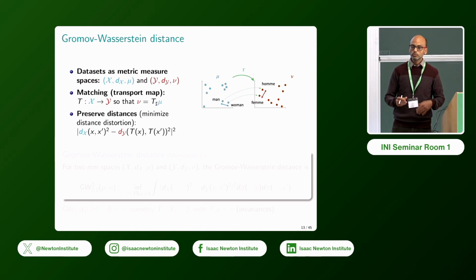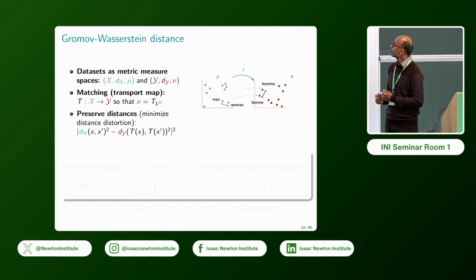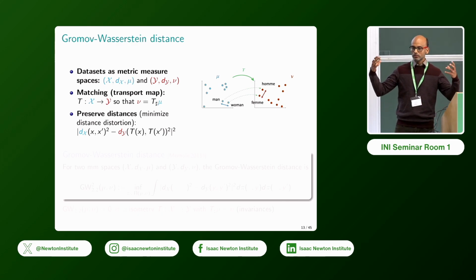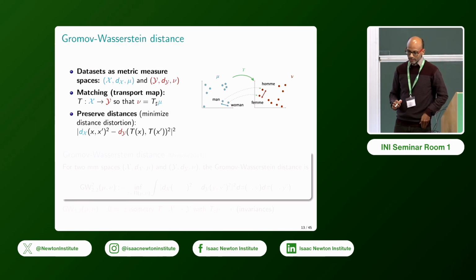Here the setting is we are going to treat the data sets as metric measure spaces. Which means I have two spaces X and Y, and each of them is endowed with metrics dX and dY, and they also have a measure defined on each of them, mu and nu, right? Now if I want to compare distributions defined on these two incomparable spaces, we want to define a map T, a transport map, so that the push forward of mu gives me nu.